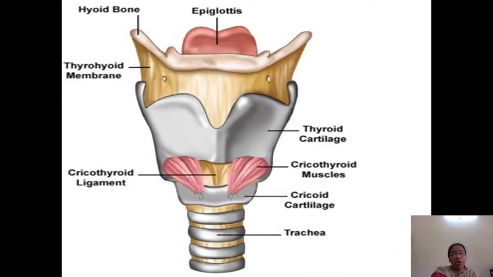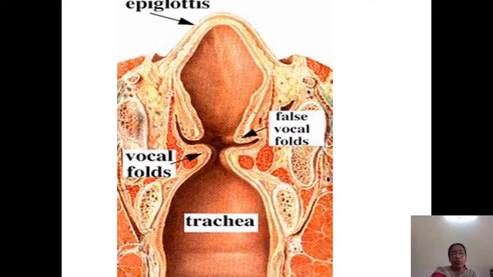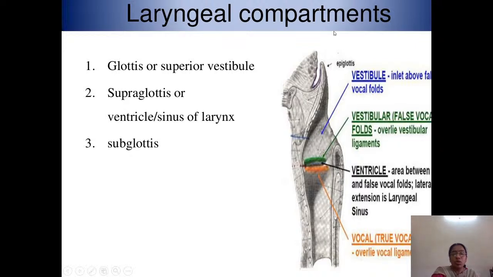So the pitch of the sound depends upon these. Here you can see the two vocal folds. Here you can see the vestibular fold, and one more beneath it is called the vocal fold. So the pitch depends upon these two folds.